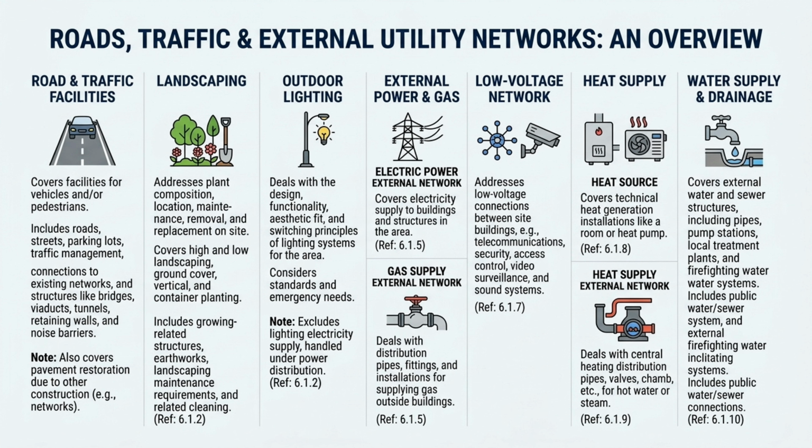Roads, traffic, and utility networks are key elements when developing and renovating any site. Let's start with roads and traffic facilities. This includes structured designs for vehicles and pedestrians, such as roads, streets, and parking lots, traffic management, connections to existing networks, and related structures like bridges, viaducts, tunnels, retaining walls, and so on. Importantly, this also covers restoring pavement that might be affected by other construction works like utility installation.